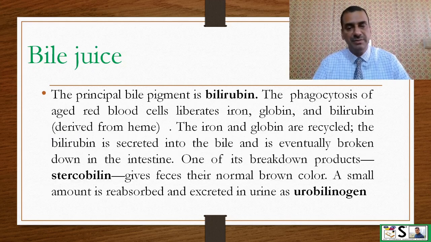The principal bile pigment is bilirubin. The phagocytosis of aged red blood cells liberates iron, globin, and bilirubin. The iron and globin are recycled and the bilirubin is secreted into the bile, which is eventually broken down in the intestine. One of its breakdown products is stercobilin, which gives feces the normal brown color. A small amount is reabsorbed from the intestine and excreted in the urine as urobilinogen.